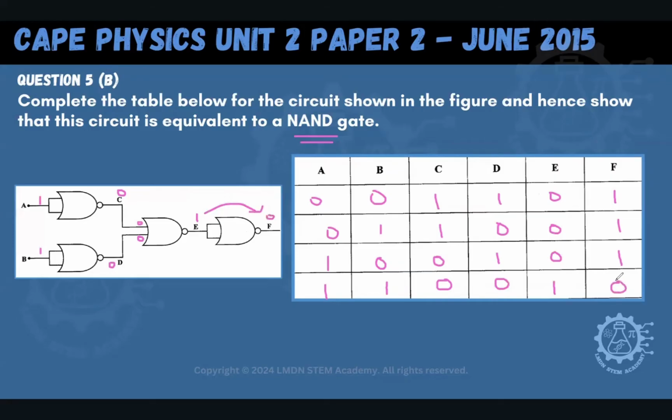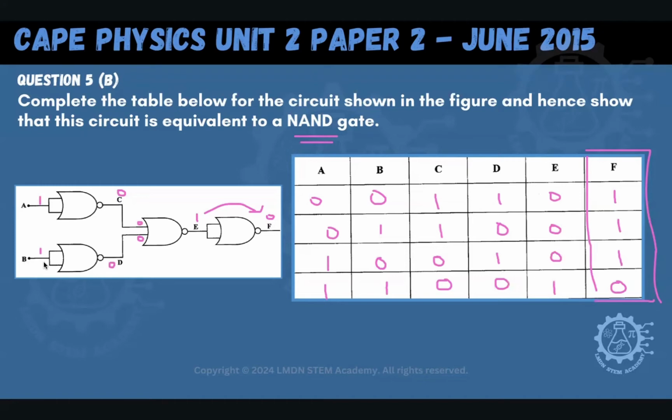So look at what we have now. When our input is AB, 0, 0, we get 1. 0, 1, we get 1. 1, 0, we get 1. 1, 1, we get 0. And this is exactly the same as what we saw in our NAND gate case earlier. And so this truth table shows that this circuit is in fact functioning as a NAND gate. Okay? All right.